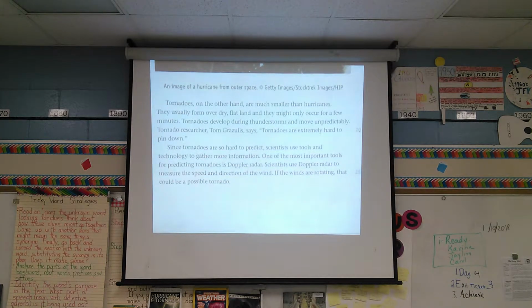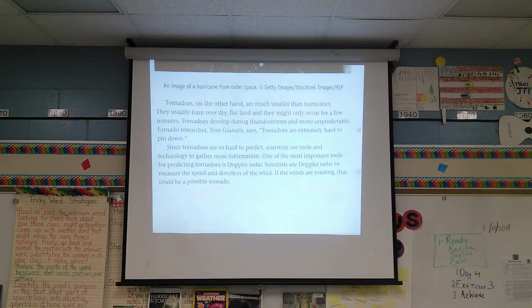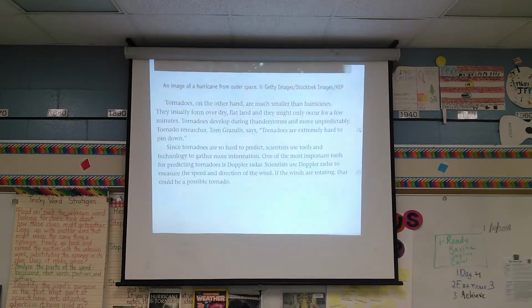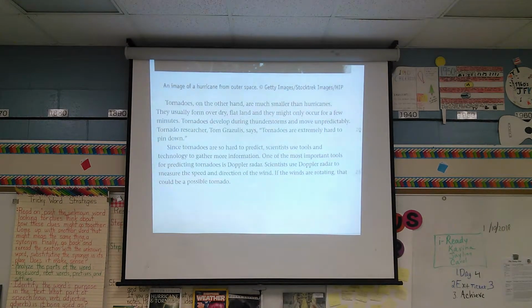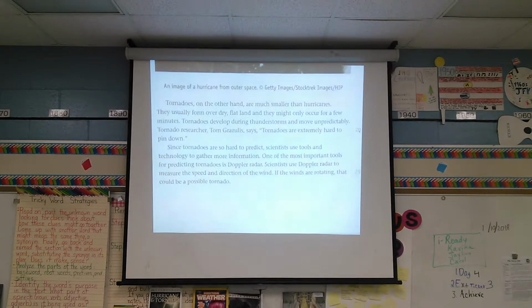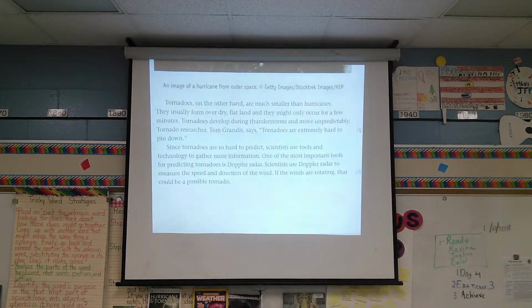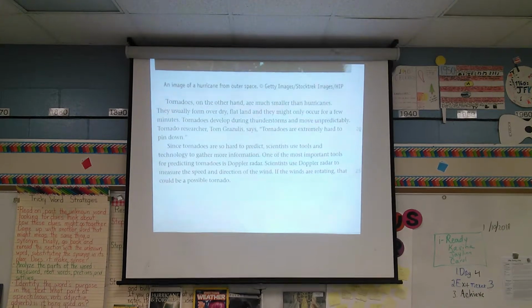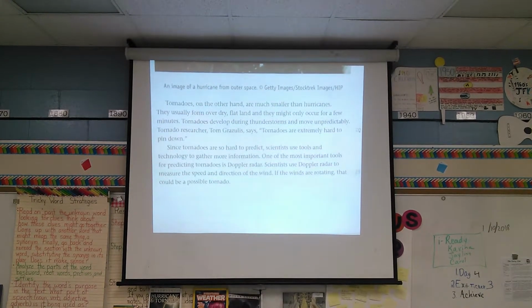Okay, so the author here is quoting from an authority or an expert on the topic that they're writing about. Okay, so notice the sentence before. It says, tornadoes develop during thunderstorms and move unpredictably. Well, the author is just saying that, but now the author is going to follow up.